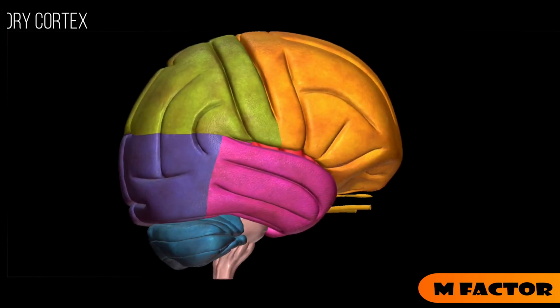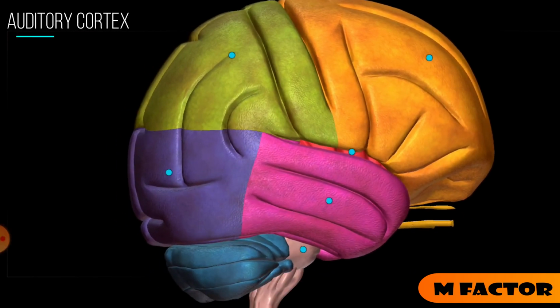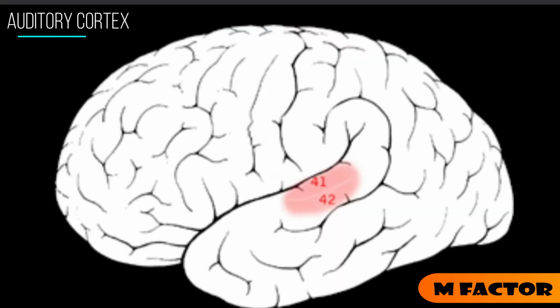Auditory cortex or the auditory area. It lies in the temporal lobe, that is, in the upper part of the superior temporal gyri, in the inferior wall of the posterior ramus of the lateral sulcus. It corresponds to Brodmann's areas 41 and 42.